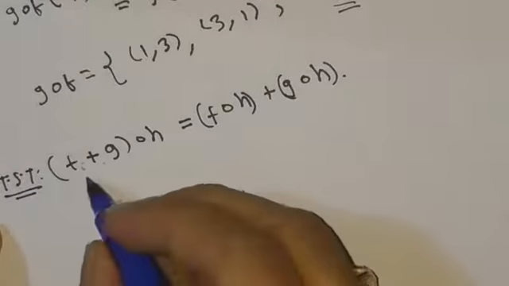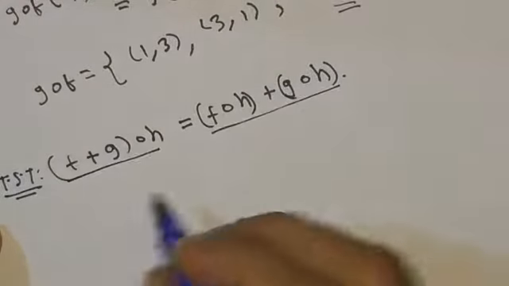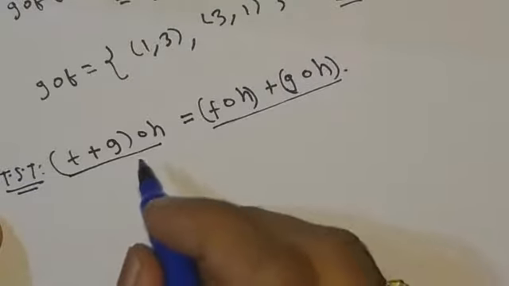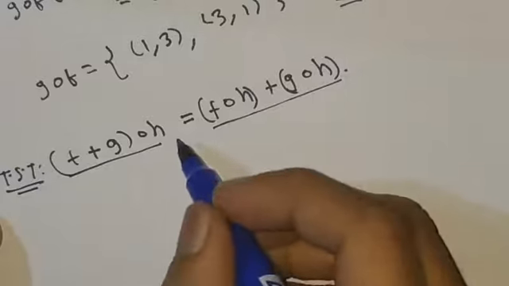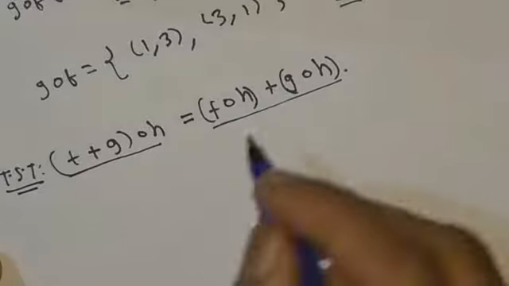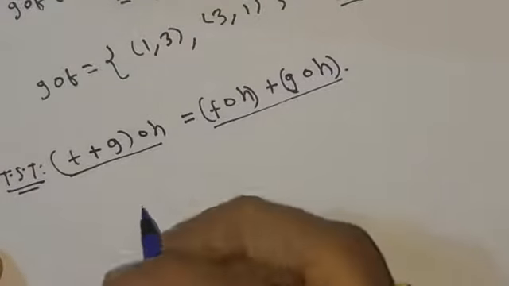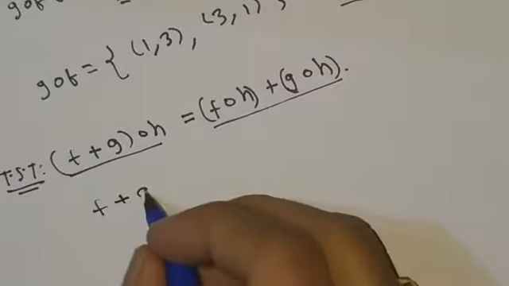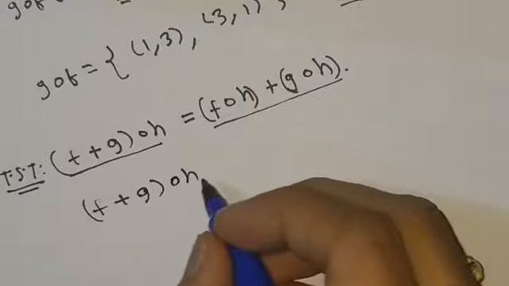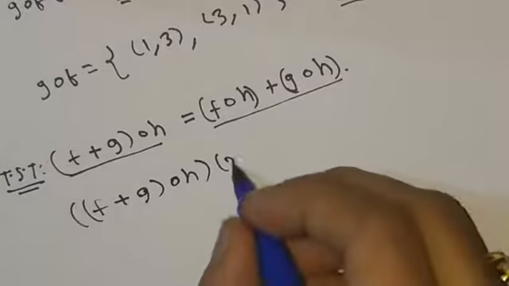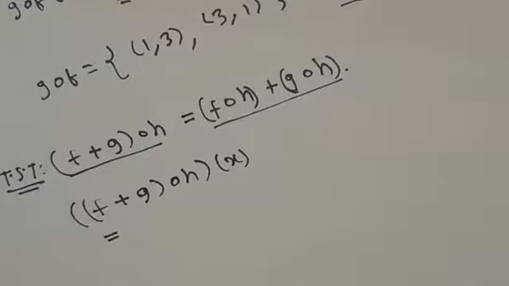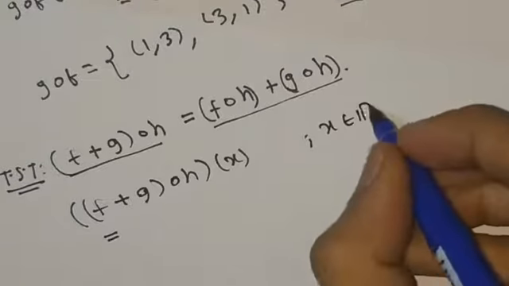Now to show this equal to this, what we first take is one x in the domain of all the three functions f, g and h. The domain of all the three functions is the set of real numbers. So we can take x from the set of real numbers. So (f plus g) composition h of x, this we have to calculate, and this x is from the set of real numbers.